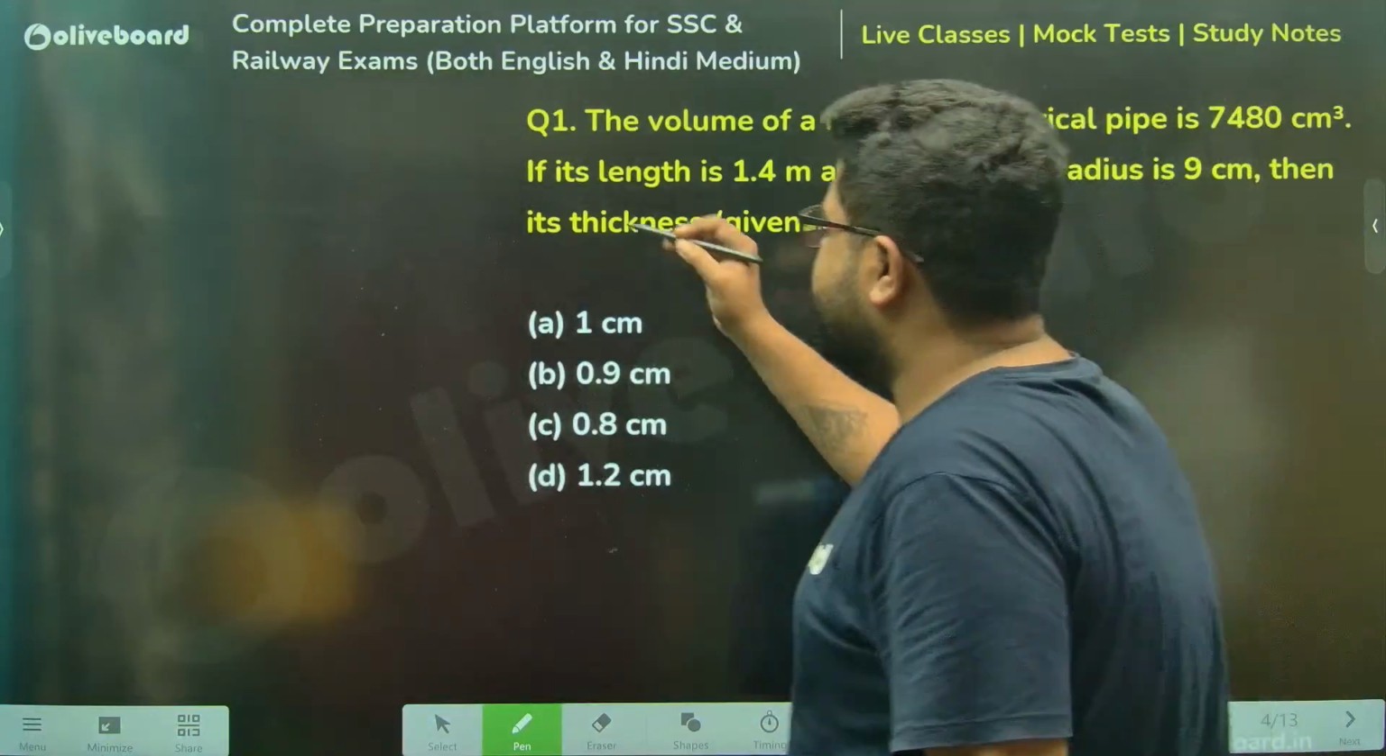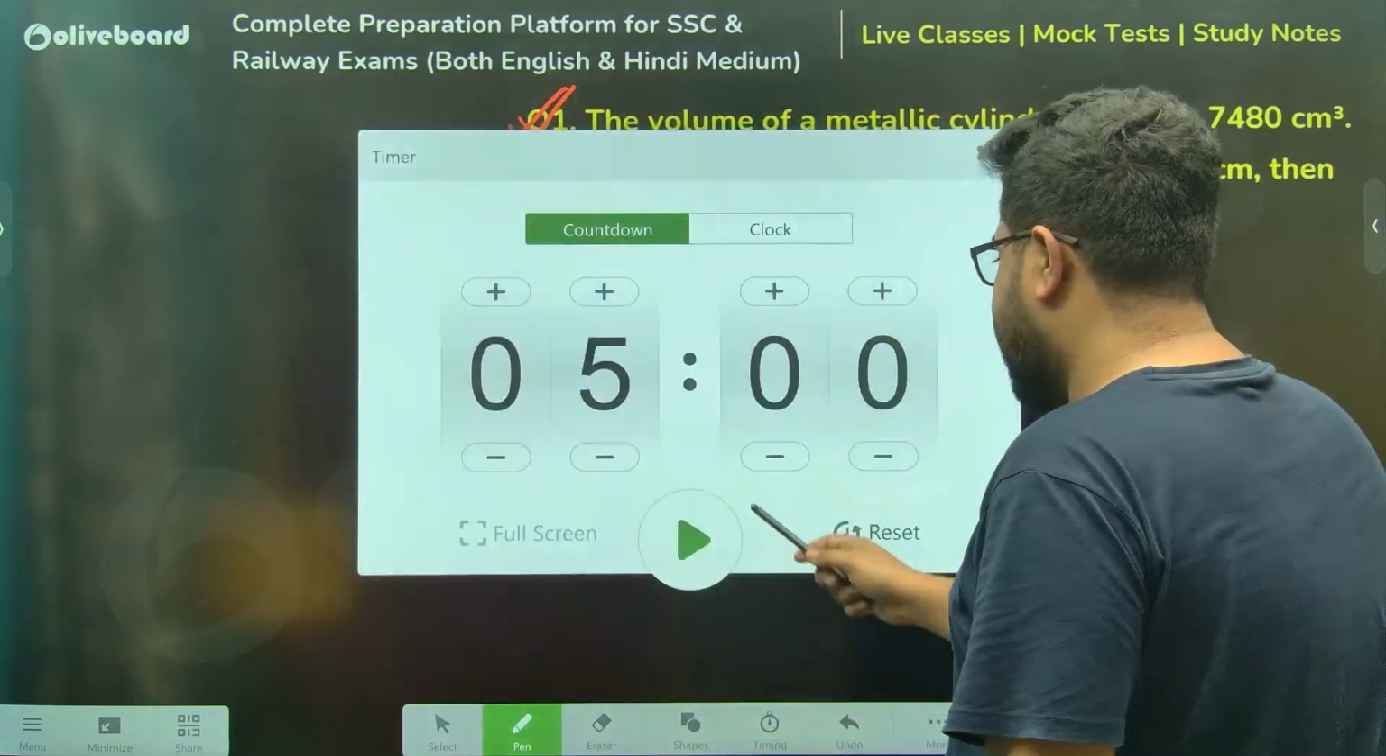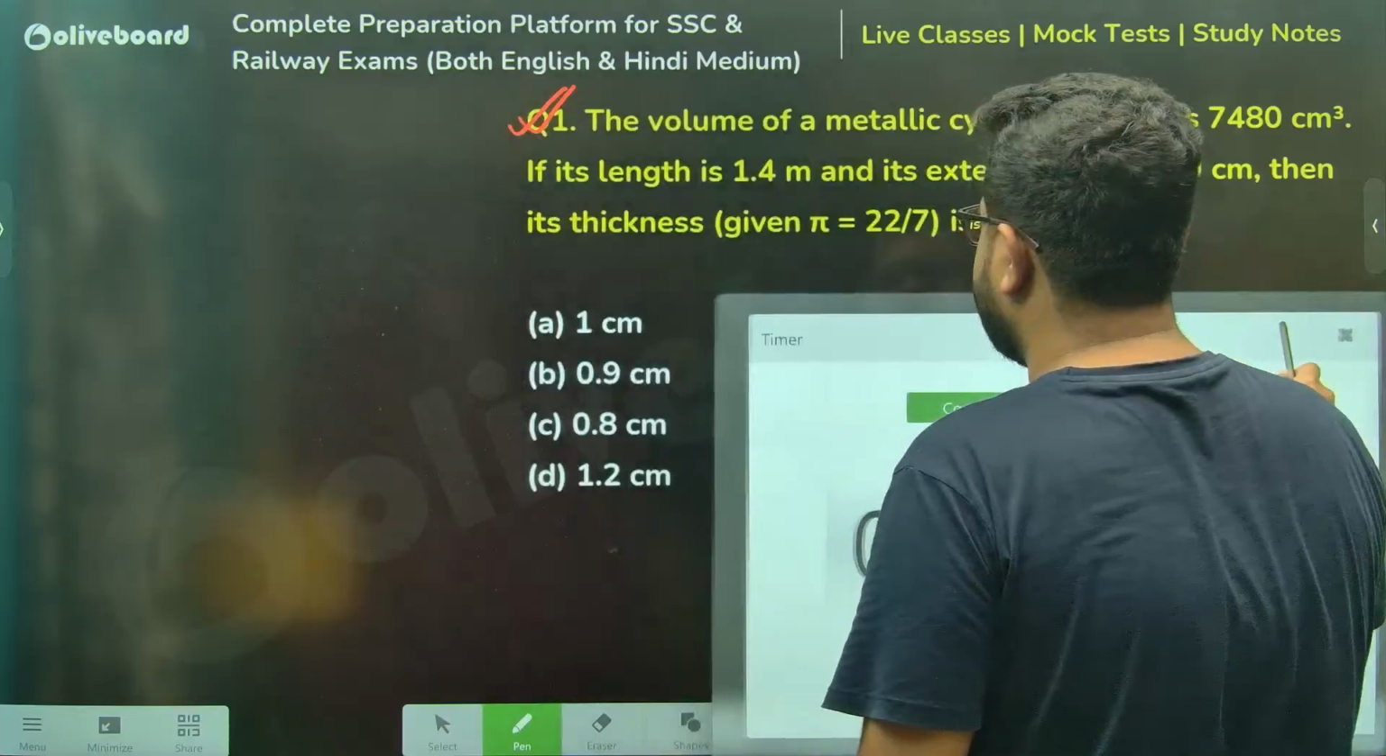The first question is this. I'll give you a question, give you some time, and then we'll solve it together. I'll give you 1 minute to try and solve it.